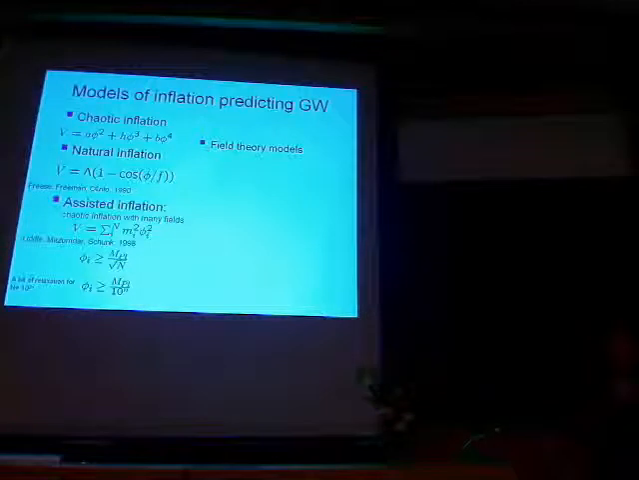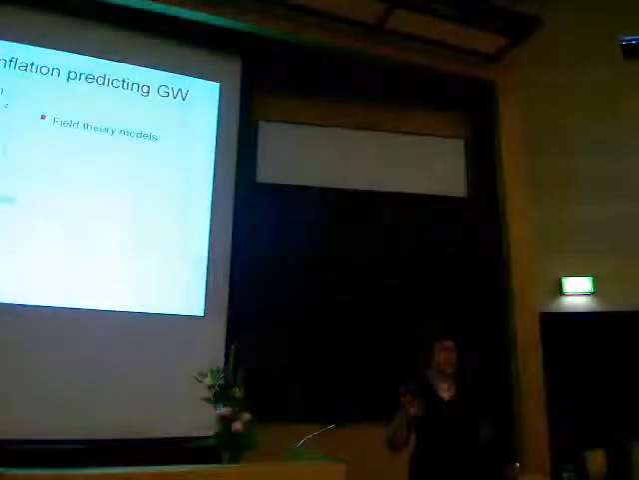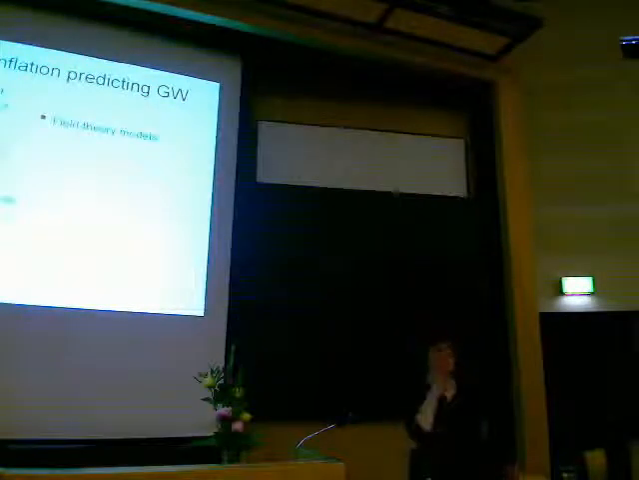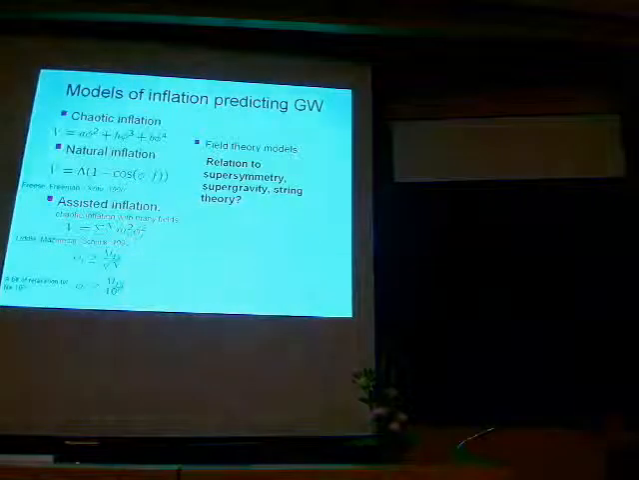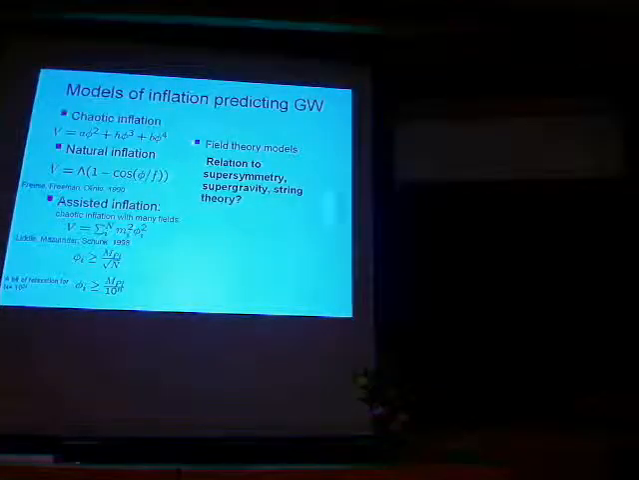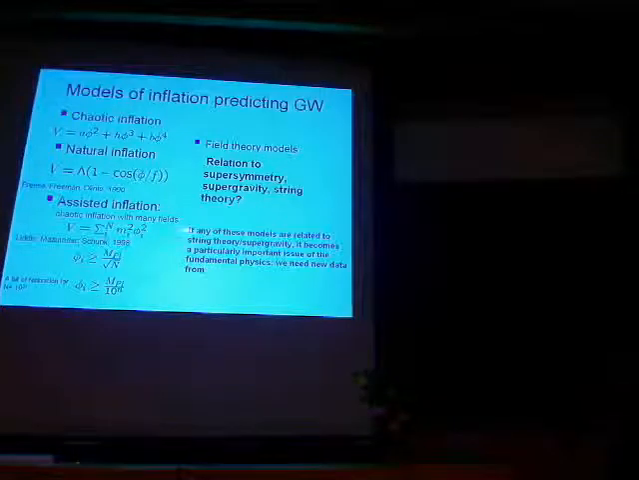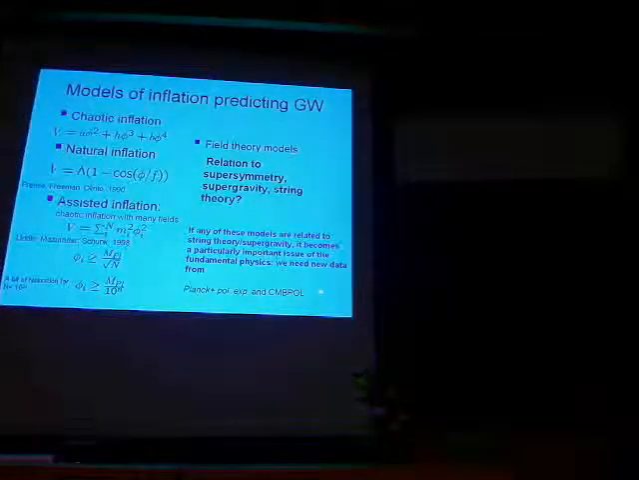Yeah. As I told you, first in string theory, the proper model was not derived, so it will be very hard, but let me come to this. Yeah, I agree. So field theory models so far. How about the relation to supersymmetry, supergravity, and string theory? So if any of these models are related to string theory and supergravity, it becomes a particularly important issue of the fundamental physics, and we need new data from Planck class polarization as long as C and D fall.